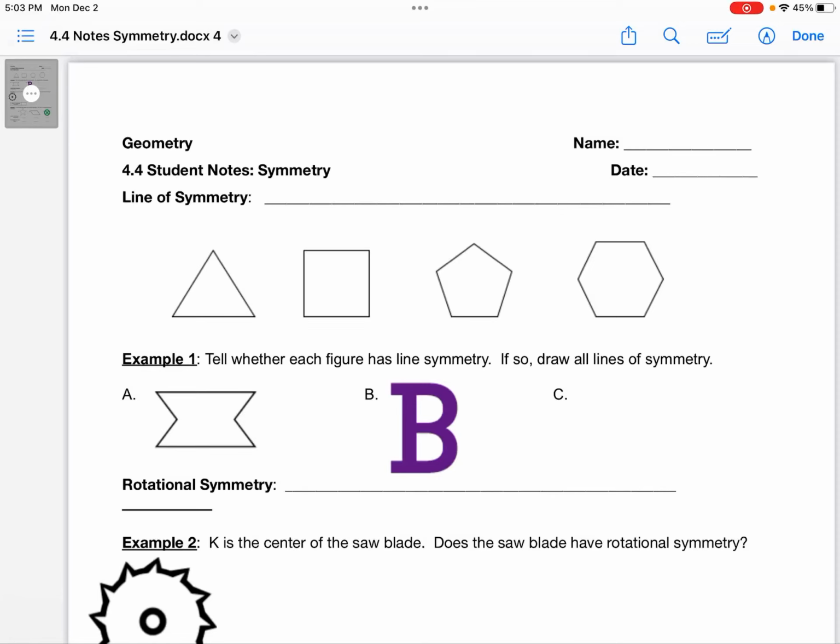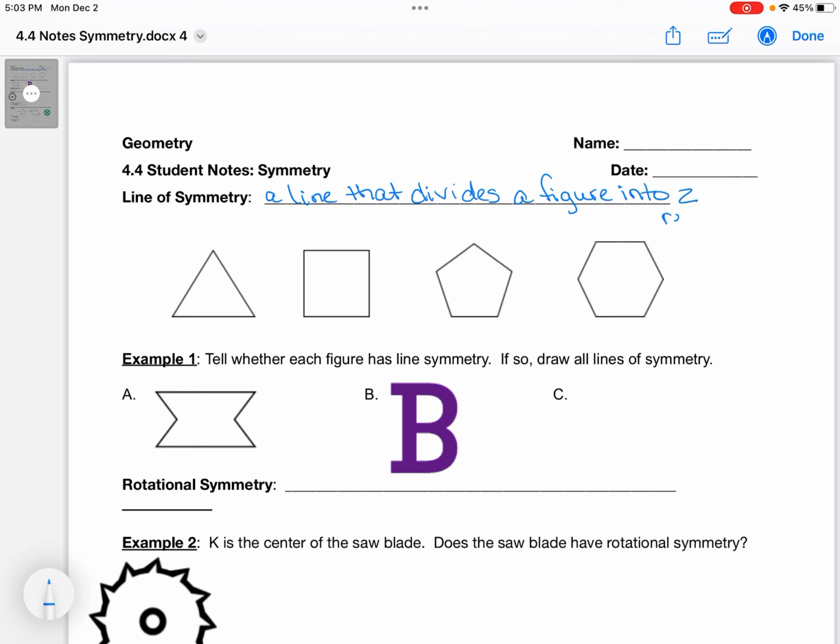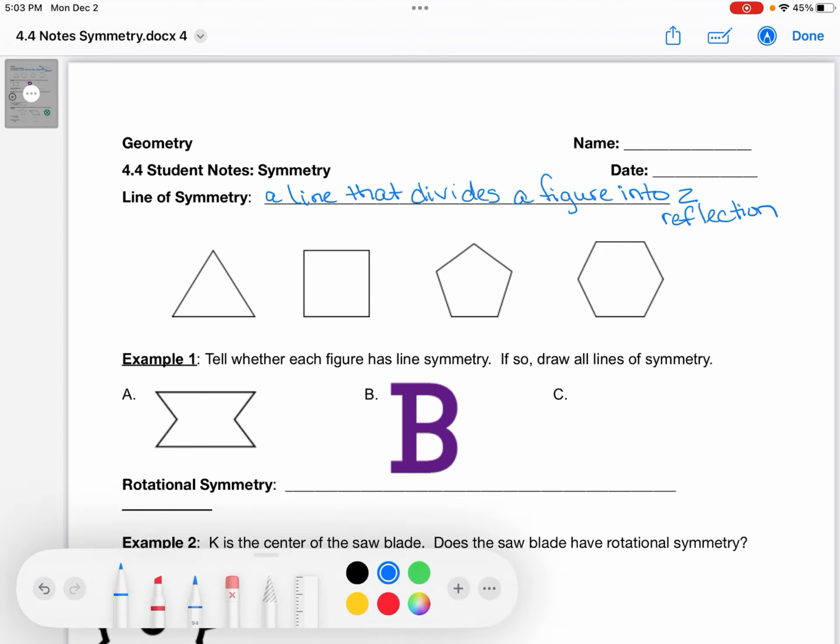All right, line of symmetry and rotational symmetry. Line of symmetry should be something you kind of remember, because the line of symmetry is a line that divides a figure into two reflections, I'm going to say, because it cuts it in half. You have two reflections on either side.